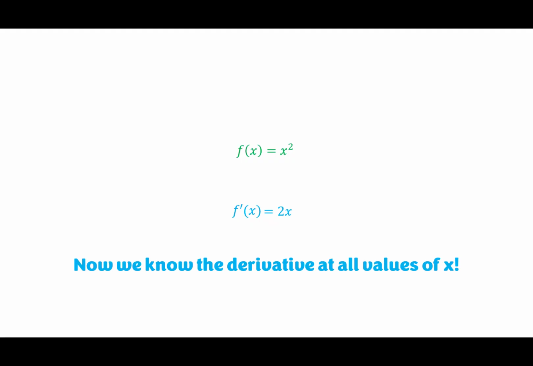Imagine geometrically what this means. Well, for our function x squared, we know all the slopes of all the tangent lines that we could put on this function x squared. And how about physically? The interpretation would be, well, if this function x squared is modeling something, we know the instantaneous rate of change at all values of x.